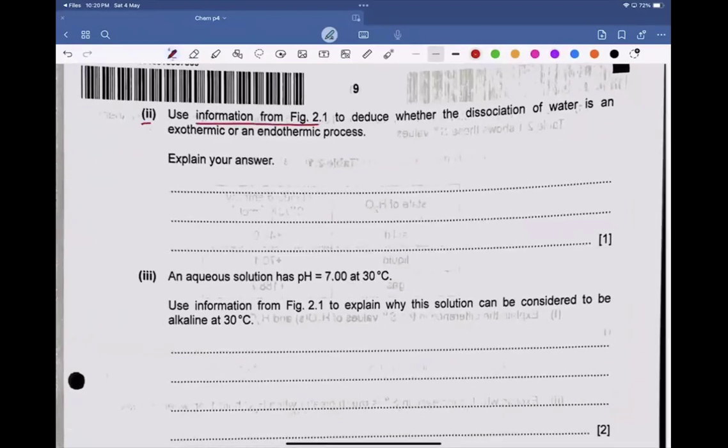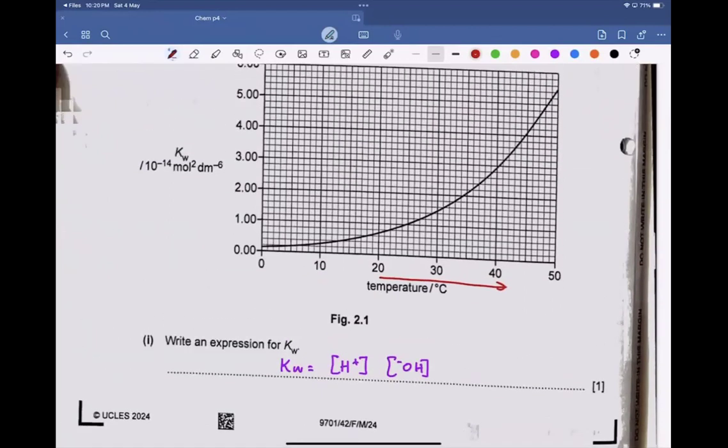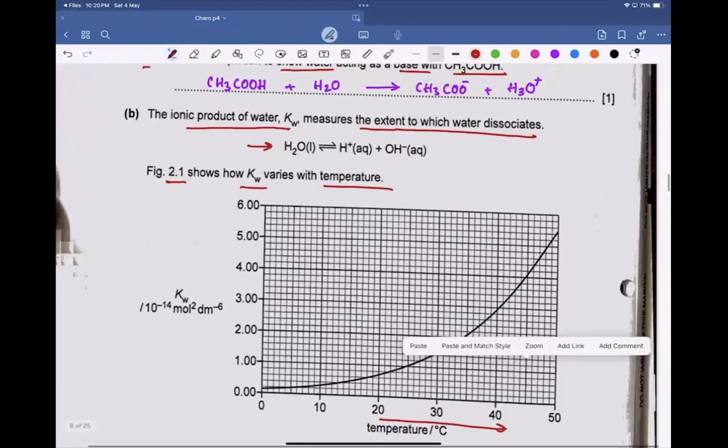Number 2, use information from figure 2.1 to deduce whether the dissociation of water is an exothermic process or endothermic process. If you see, as the temperature increases, the higher the Kw value will be, the more dissociation occurs. So is it exothermic or endothermic? Endo. And how will you explain this?